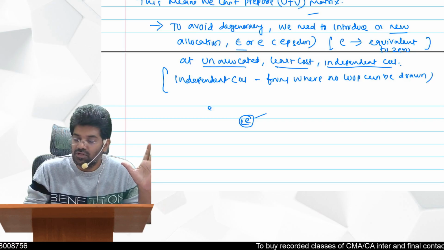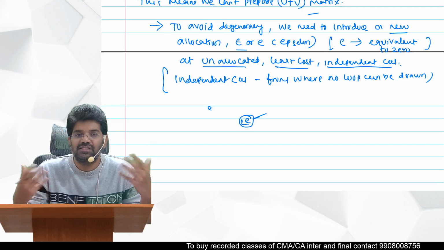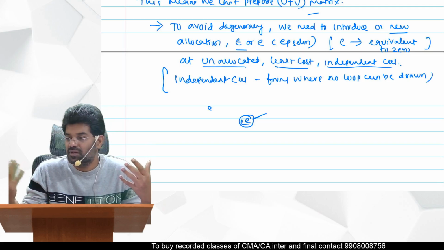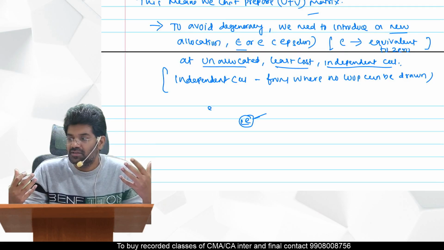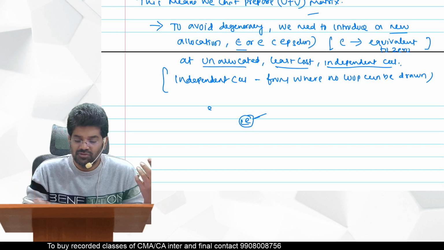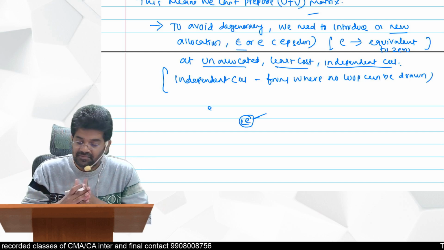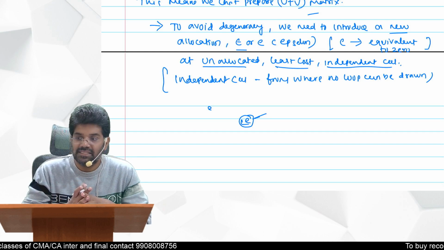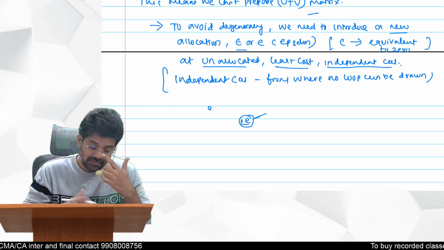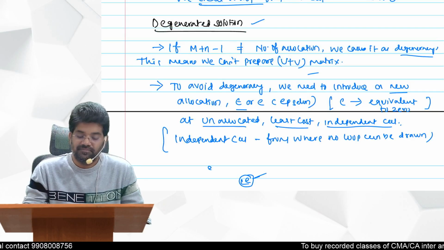And what should be the value of this allocation? You can take it as 0. When you are preparing this improvement matrix also, this E value you can take as 0 literally. This is what you should do whenever there is a degenerate solution.